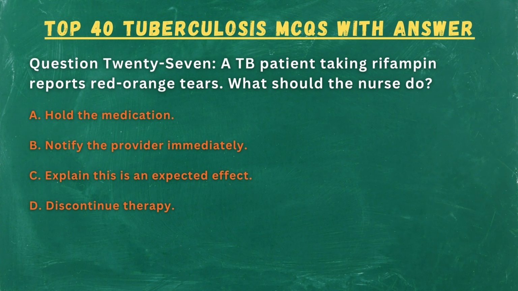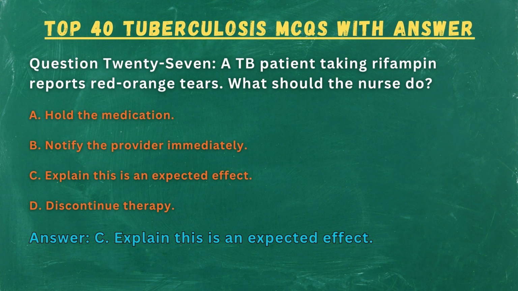Question 27. A TB patient taking rifampin reports red-orange tears. What should the nurse do? A. Hold the medication. B. Notify the provider immediately. C. Explain this is an expected effect. D. Discontinue therapy. Answer. C. Explain this is an expected effect.